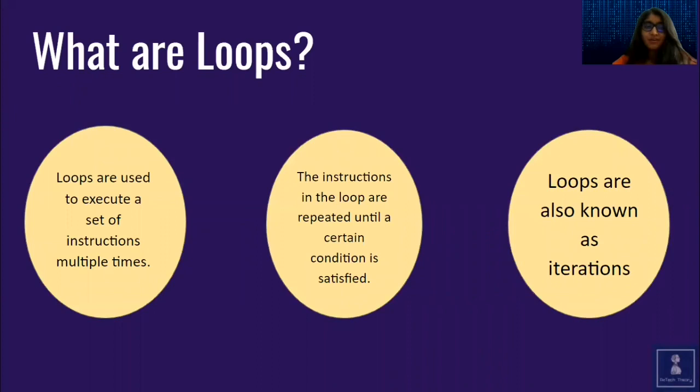Okay, so what exactly are loops? Loops are basically structures in code that are used to execute a set of instructions multiple times. The instructions in a loop are repeated until a certain condition is satisfied. Loops are also called iterations.